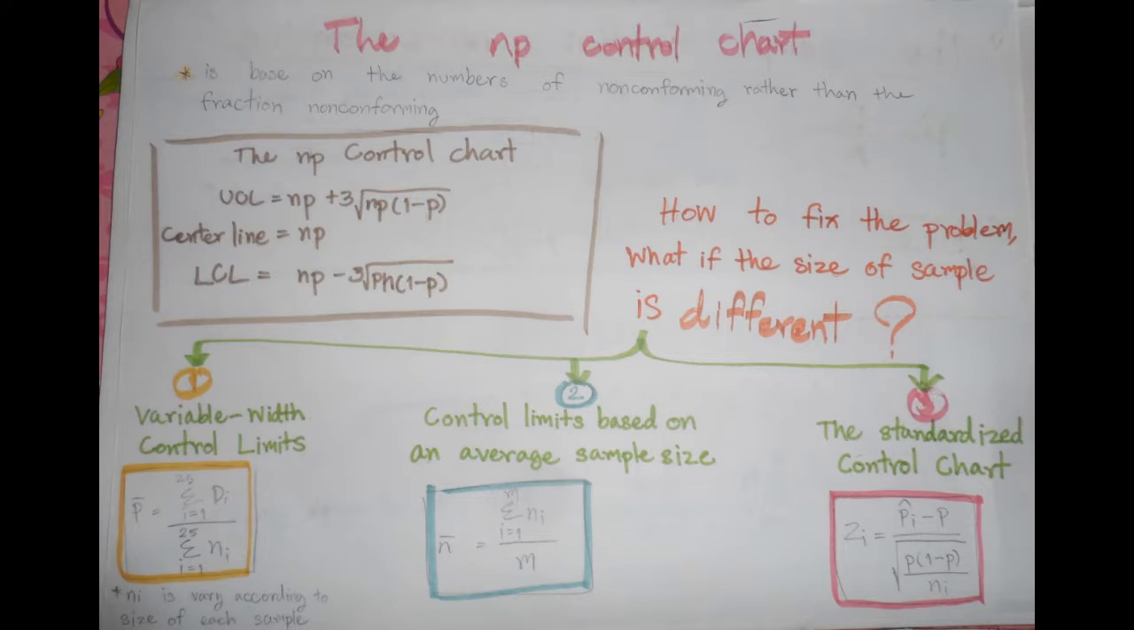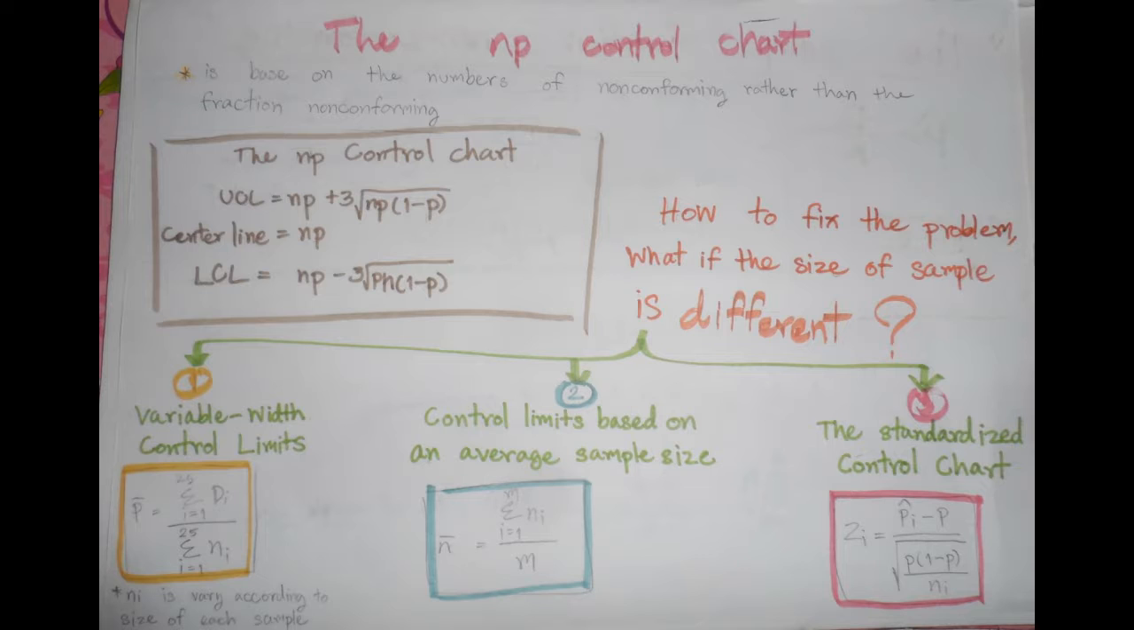The second chart is the NP control chart. The NP control chart is based on the number of non-conforming rather than the fraction non-conforming. The formulas to calculate the NP control chart: upper control limit is equal to n times p plus 3 times the square root of n times p times 1 minus p. The center line is equal to np. The lower control limit is equal to n times p minus 3 times the square root of n times p times 1 minus p.